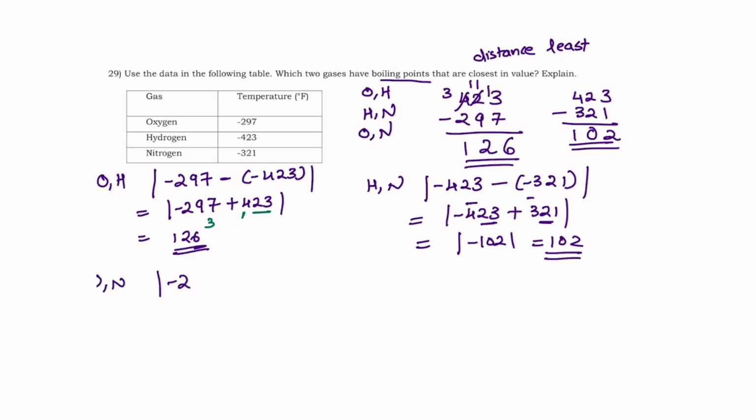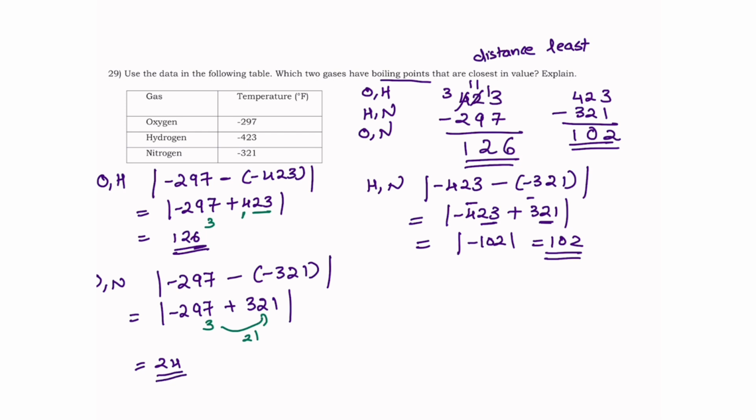So we say minus 297 minus minus 321, right? So this is minus 297 plus 321. Again, use your mental math to go faster. This 3 would make it 300, and from there to go here you need another 21. So your answer is actually 24. Okay, if you want, let's confirm.